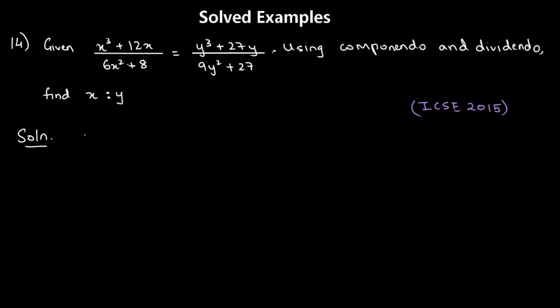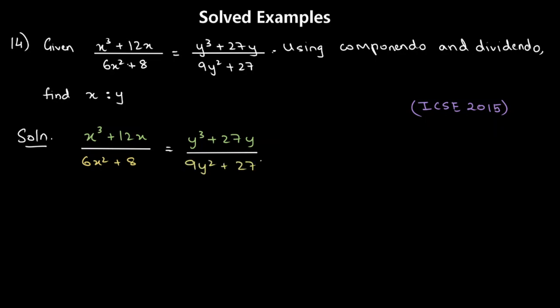They've told us, so let's write what we got. We got (x cubed plus 12x) divided by (6x squared plus 8) is equal to (y cubed plus 27y) divided by (9y squared plus 27). Now generally we apply componendo and dividendo when we have something in the format of n plus d upon n minus d, and then terms get cancelled out. Here that is not going to happen. However, we would be applying componendo and dividendo.